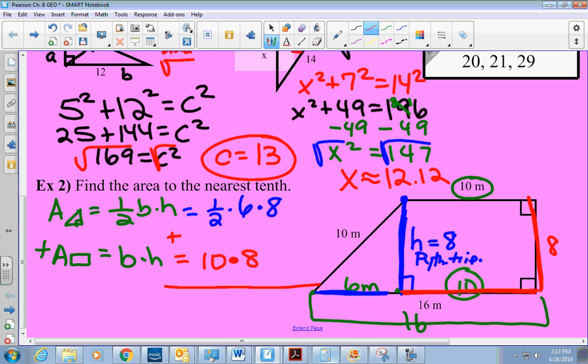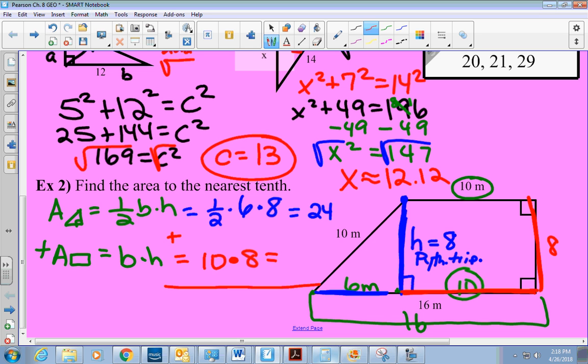Okay. So let's do the math. This will be fun. Are you ready? Half of 6 is 3. Then 3 times 8. So half of 6 times 8 is 24.